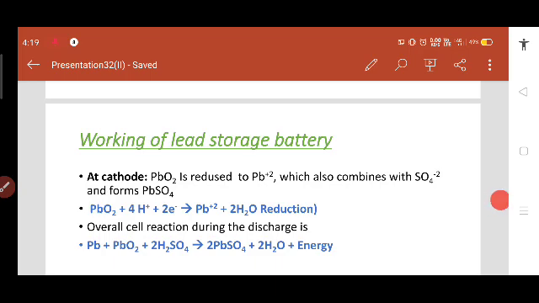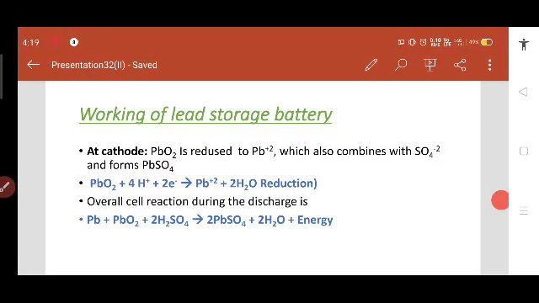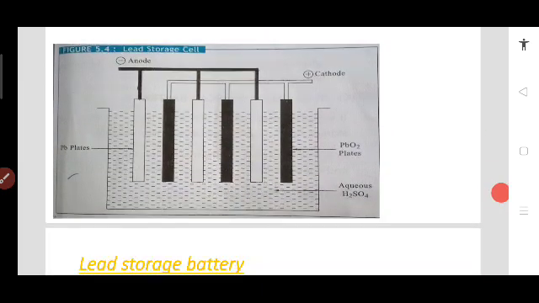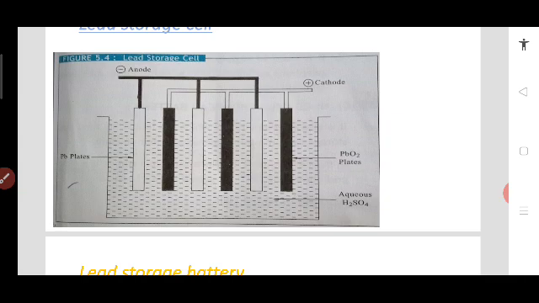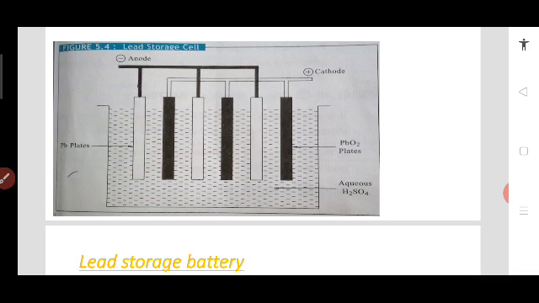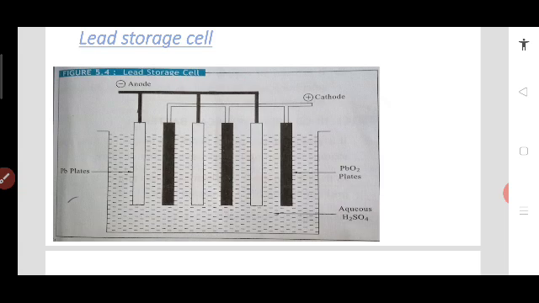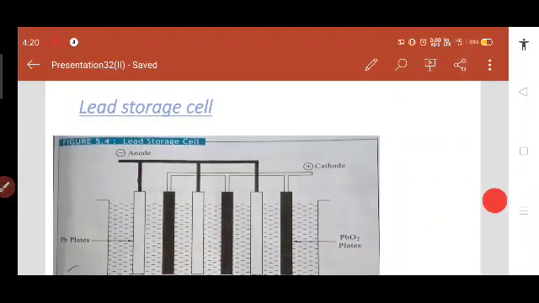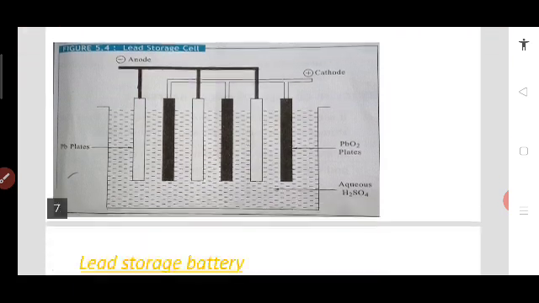This is a wonderful battery, strong, and its life period is very long; it is a very good battery. Regarding the construction of the lead storage battery, the Pb plates and PbO2 plates are connected in parallel. Pb plates are connected on one side and PbO2 plates on the other side. Pb plates act as anodes and PbO2 plates act as cathodes. Here the anode is represented with the negative symbol and the cathode with the positive symbol.